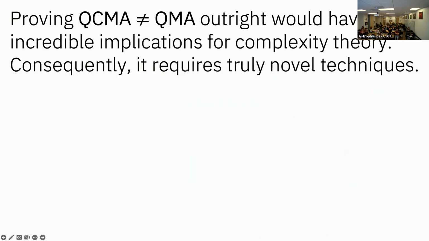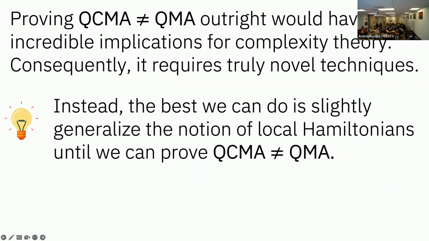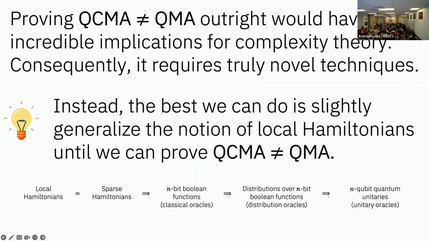Maybe I can say just a little bit about what this question is. What we do is we want to generalize the notion of local Hamiltonians, and there's sort of a path. You can keep going. You take local Hamiltonians, they're equivalent to sparse Hamiltonians. Then you add some notions of oracles, and there were a lot of previous constructions, and there's sort of this optimal oracle separation.